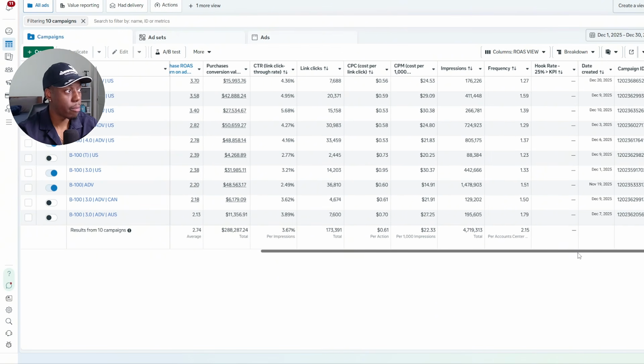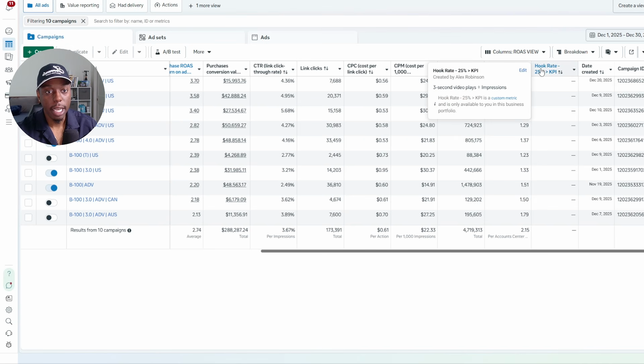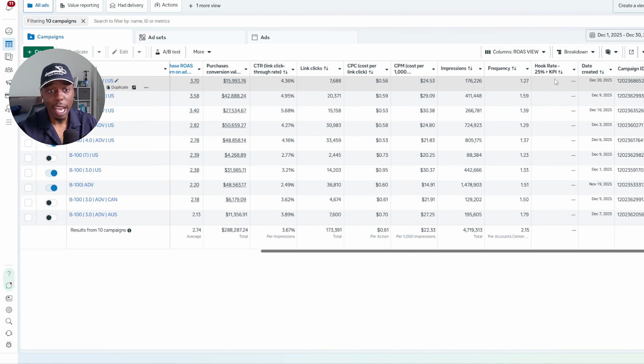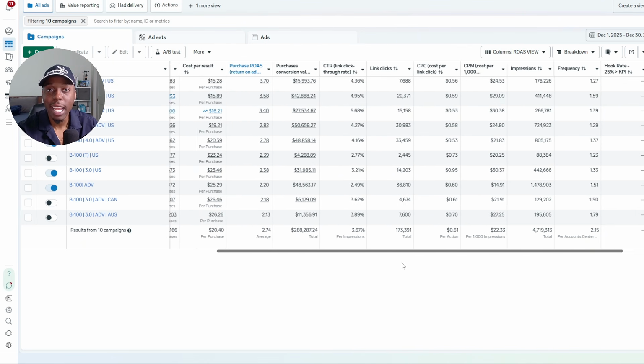But a really important metric here to further validate this is, as you can see here, I have a custom metric called hook rate, which is 3-second video plays divided by impressions. This is a metric that only will populate if you're running video ads. And as you can see here, I don't have any of those metrics populated because I didn't run any video ads. This is all with the native image ads.